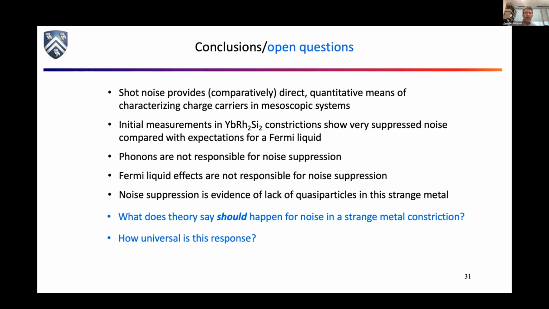And of course, there's a lot of things left to do. It would be great to look at other strange metals and see if this noise suppression is a universal response. It would be great to look at very low temperatures and really try and do field tuning. That'd be fantastic. So we've got our work cut out for us, but I think already where we are, we can make very strong statements that this system is weird. In terms of the noise, it is quiet, and I think that's pretty exciting.